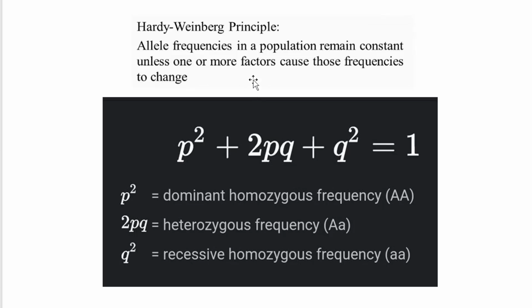So when there are no external disturbances, or no external factor is acting on a population, then the allele frequency in that population would remain constant. So this is the Hardy-Weinberg equation, and from here you can calculate the different frequencies, the dominant homozygous, the heterozygous, and also the recessive homozygous frequency, if you know the allele frequencies.